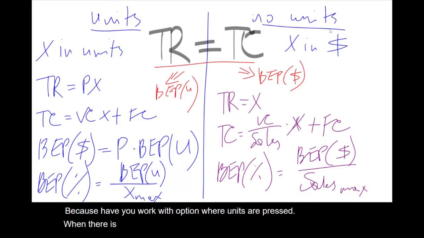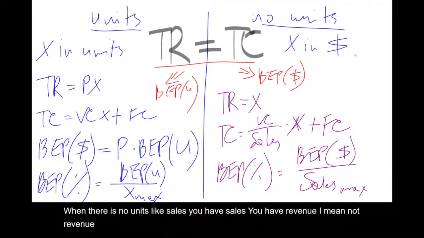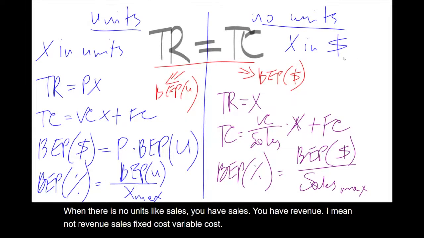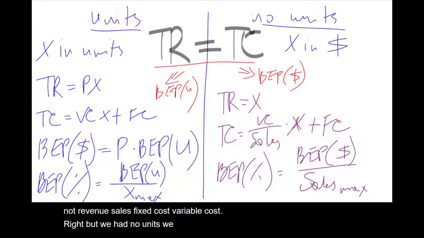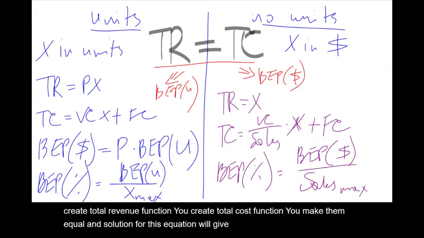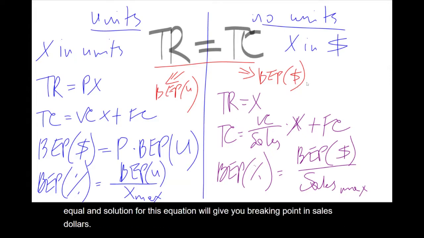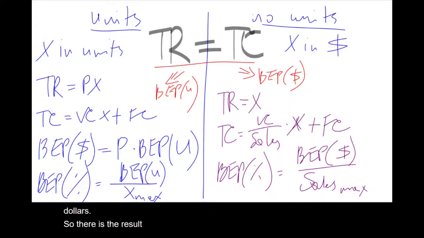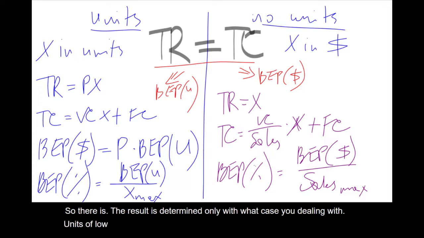When there are no units, you have sales, fixed cost, variable cost, right? But we had no units. We had a few questions like that last time. So you create total revenue function, you create total cost function, you make them equal, and solution for this equation will give you break-even point in sales dollars. Okay, I see. The result is determined only by what case you're dealing with, units or no units. Okay, thank you. You're welcome.